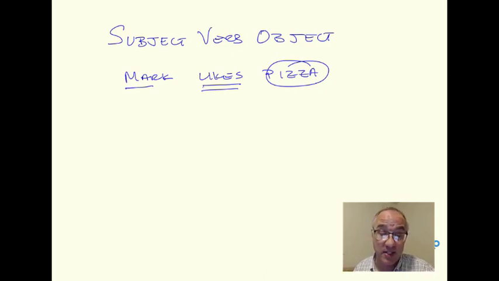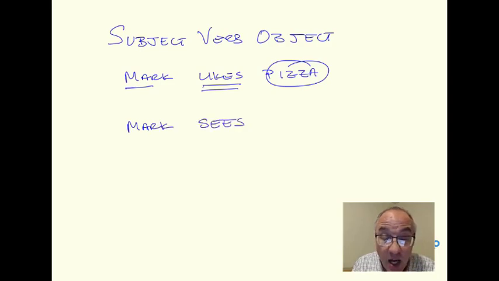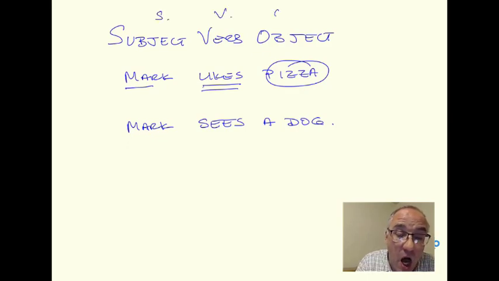In other words, we might say in this sentence, what's going on? Oh, somebody likes. Who likes? Mark likes. What does Mark like? Pizza. This is a way we have to unravel the logic of the English sentence. Let's look at this one. Mark sees a dog. Who is doing the seeing here? Mark. How do we know the dog's not doing the seeing? Because the dog in this sentence is in the object position. English uses the subject, verb, object format.